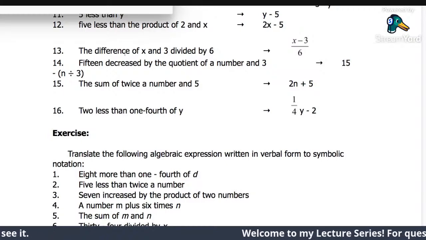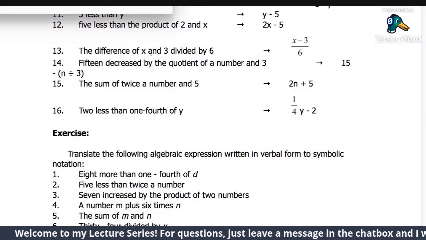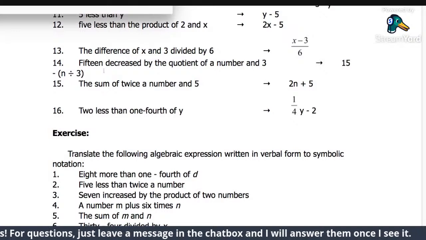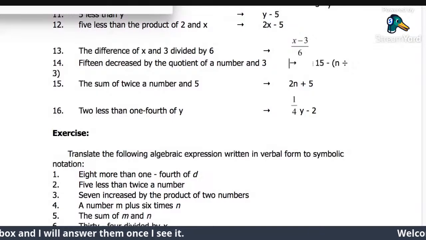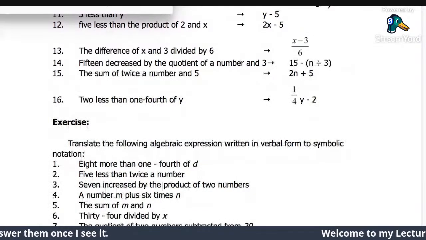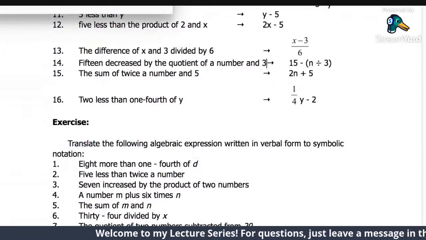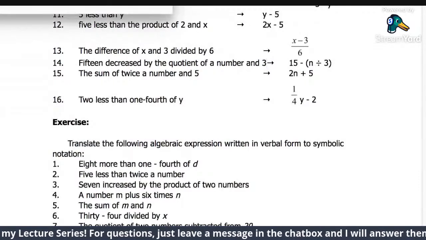Then we have number 13, the difference of x and 3 divided by 6. This is pretty easy, I mean. So x minus 3 all over 6. Then we have number 14. 15 decreased by the quotient of a number and 3. 15 decreased by means minus the quotient of n and 3, so it's n divided by 3.